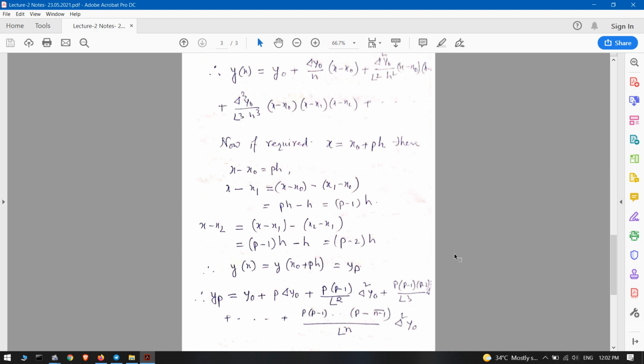Okay. Now we want to calculate del of y0, that is the first difference. Del of y0 is nothing but y1 minus y0. So we are going to calculate now the difference table. The difference table y1 minus y0 is basically called del y0. That we already know how to calculate.